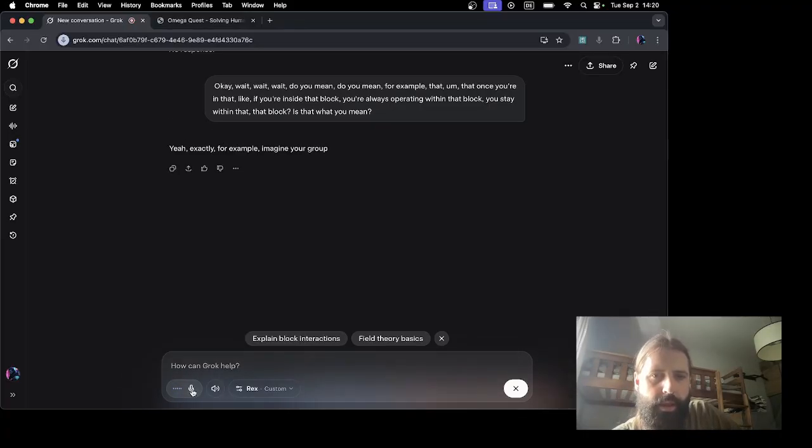Exactly. Once you're in a block, all your operations, addition, multiplication, whatever, stay inside that block. It's like a little bubble where the group algebra's rules apply, and it doesn't leak.